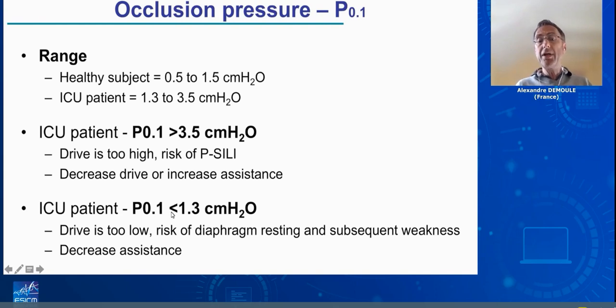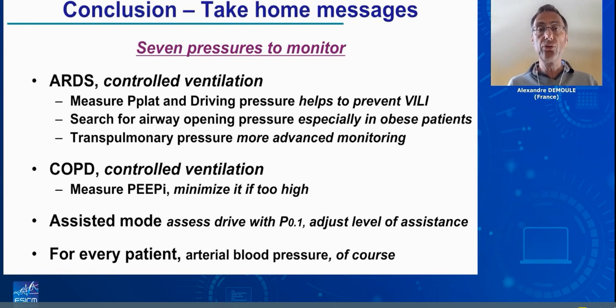And if PO1 is very low, like 0.5, probably the drive is too low and there is a risk of diaphragm wasting and subsequent diaphragm weakness. So then we need to decrease the level of assistance to make the diaphragm work again. So in conclusion, and those are my take-home messages, the 7 pressures to monitor.